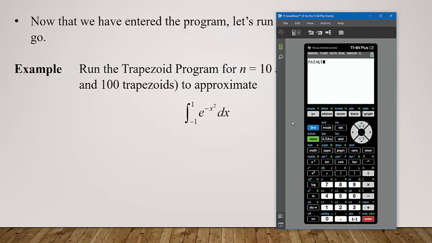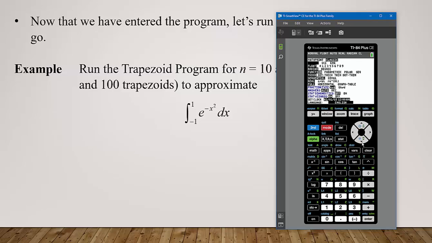So I have to tell it what function to integrate. Well, I'm going to do the function that I already have in Y sub 1. So I go over to Y sub 1, comma, the variable of integration is X, comma, the lower limit of integration is -1, comma, the upper limit of integration is 1. And so that's the calculator's built-in numerical integration.